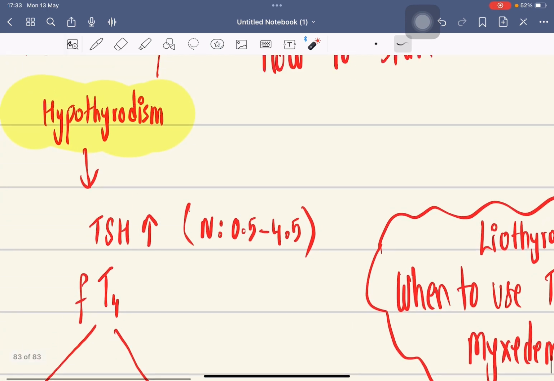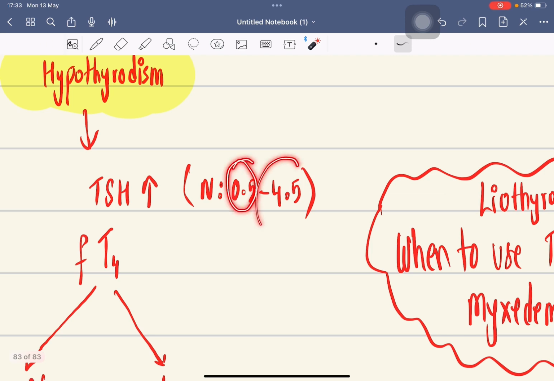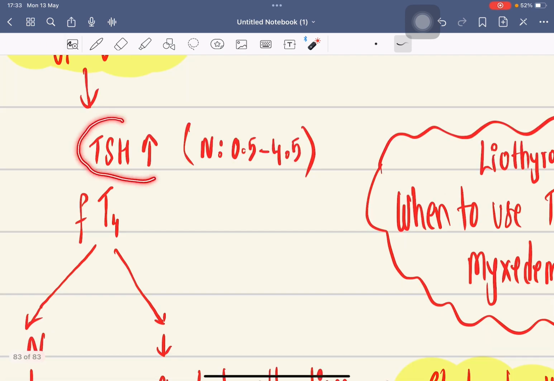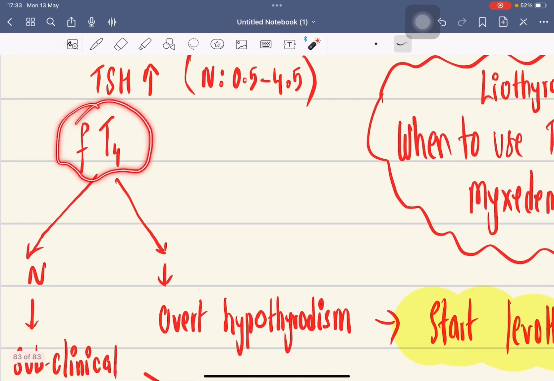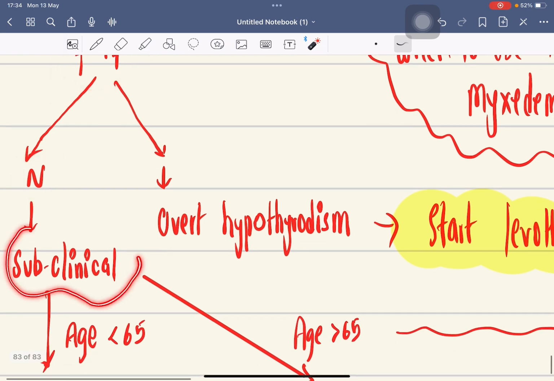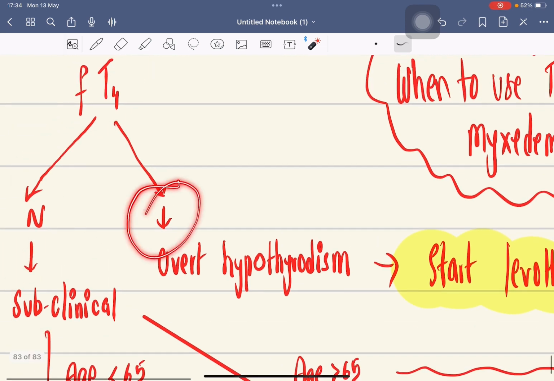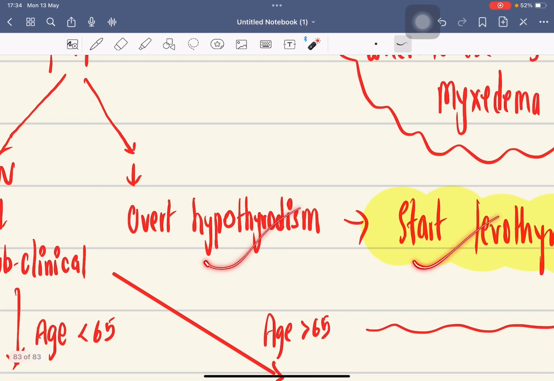First of all, we have to check the TSH level. The normal is 0.5 to 4.5. If TSH is high, then we should go for free T4 level. If free T4 level is normal, then we call it subclinical hypothyroidism. But if T4 is less, we call it overt hypothyroidism. The ultimate treatment for overt is to start levothyroxine.